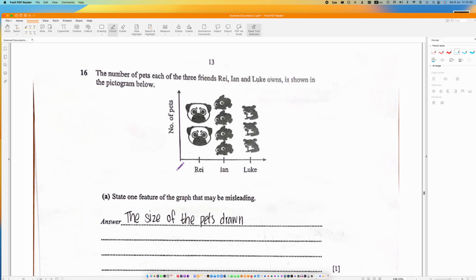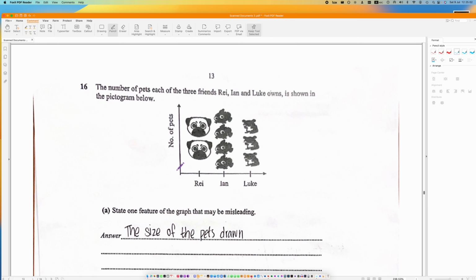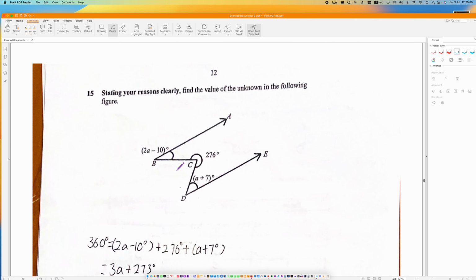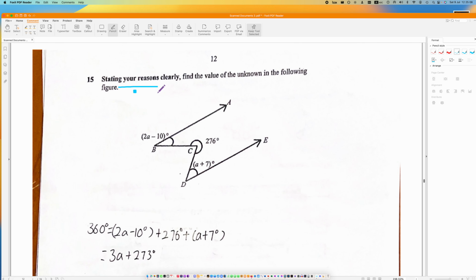What about question 15? Oh, done. Look at it. Yeah, this one is quite good, but you haven't written down the reasons. That's the problem. So this is 360 minus, right? It is angle about a point.